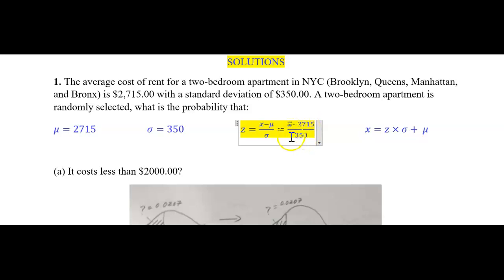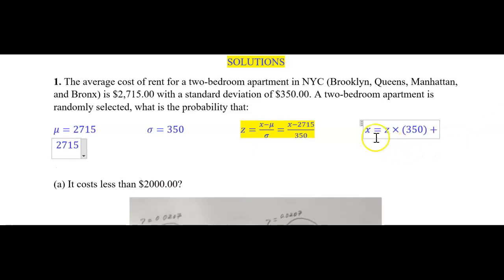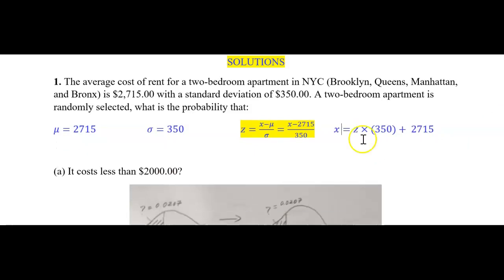Now, if they ask for probability, we will need to use z-scores to find areas, but sometimes they might ask us the reverse question, which is asking us for the rent, like the last 2 questions, right? Then we will need to do this. And so, remember, if we were to rewrite it, we know that the standard deviation is 350, and the mean is 2715. Make a little space so that it fits.